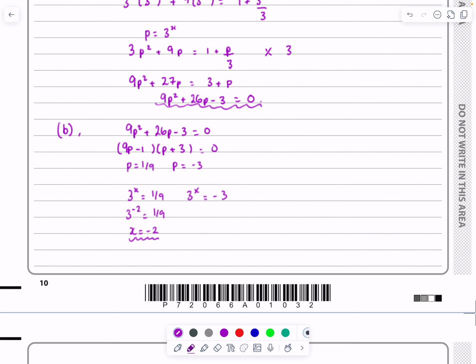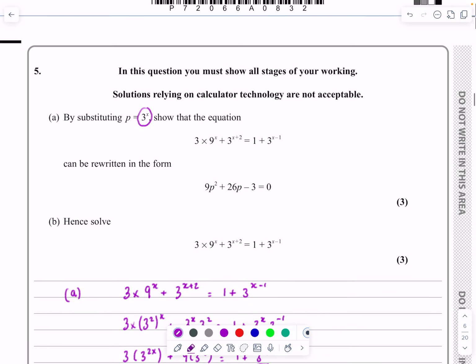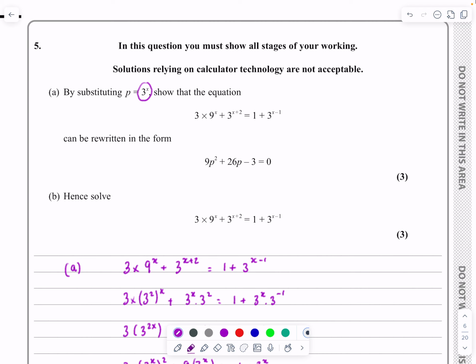And 3 to the x equaling a negative: 3 to the x can't be a negative, so that one there is going to give me no solutions at all for that second part. So that's the question, some index law work and some quadratics. Hopefully that all makes sense to you.